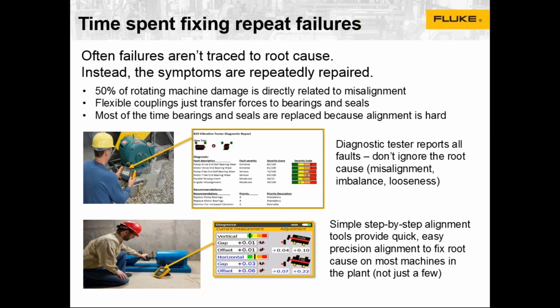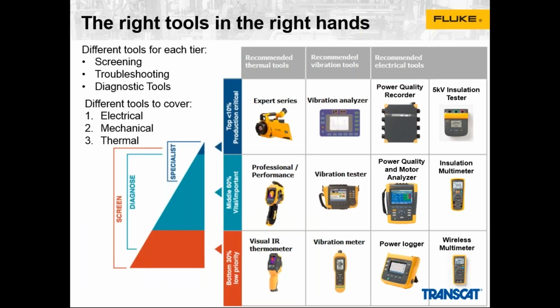Well, now, instead of aligning just the few machines in the plant, I can align a majority of the machines in the plant. So if I can align my machines and get them running smoother, I save the energy waste that I've been causing problems with, and my bearings and seals will last their full life instead of being cut short. So think about root cause analysis.